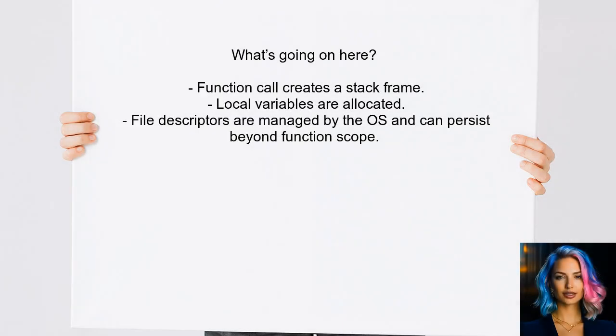So, what's going on here? When a function is called, the stack frame is created and local variables are allocated. However, file descriptors are a bit different. They are managed by the operating system and can persist beyond the function scope.